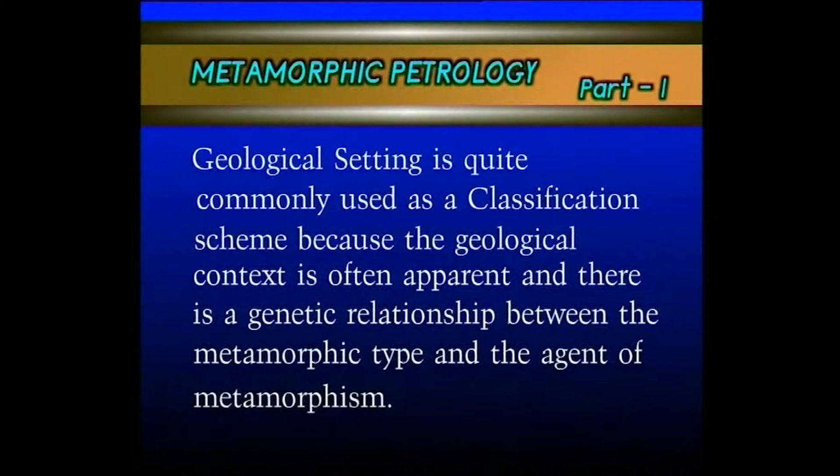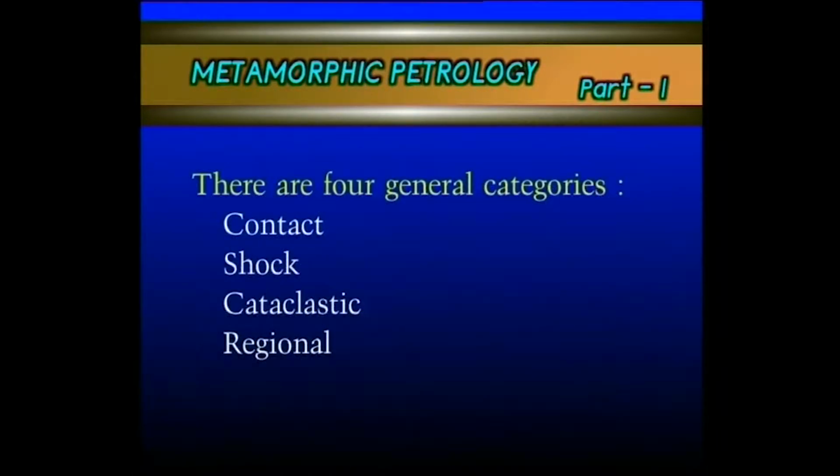Geological setting is quite commonly used as a classification scheme because the geological context is often quite apparent and there is a genetic relationship between the metamorphic type and the agent of metamorphism. There are four general categories: contact, shock, cataclastic, and regional metamorphism.